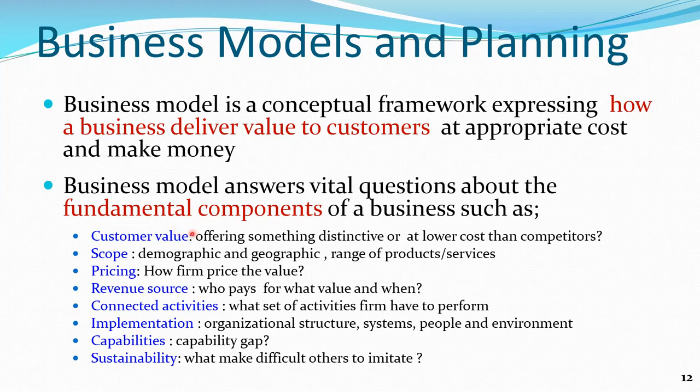Here you can think of what the customer value is, offering something distinctive or at a lower cost than competitors. What are the things that you can do? What competitive moves are there? How do you create value for the customer? And scope is another important thing in a business model, where you can think of the demographic and geographic range of products or services, and how you identify the scope that you are operating in.